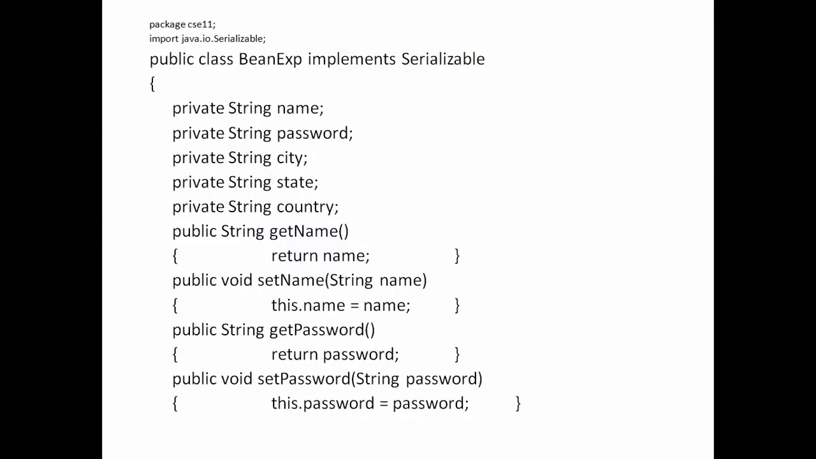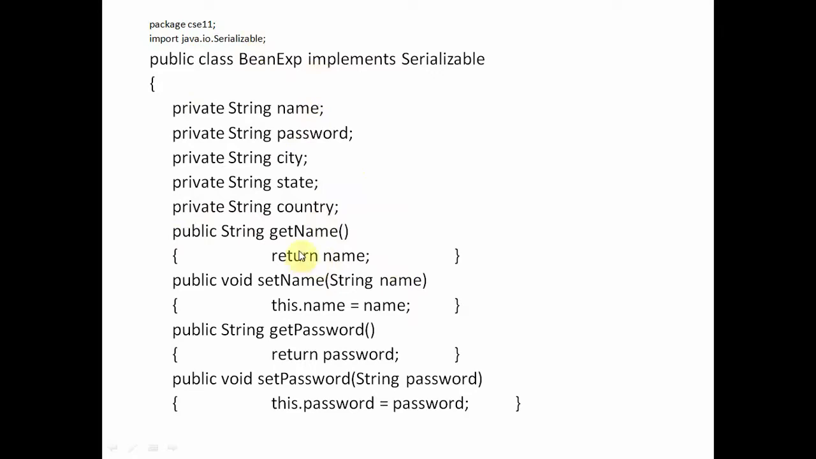Now you can see this program, which is the same as the previous lecture's program. When we start the program, we write import java.io.Serializable. In case of this Java Bean, we have to write this import statement. Suppose CSE11 is a package. Inside this package, we are creating this BeanExample class. Inside this class, we have five different variables: name, password, city, state and country. All the variables are string variables and all are private variables. These are the five variables of the Java Bean.